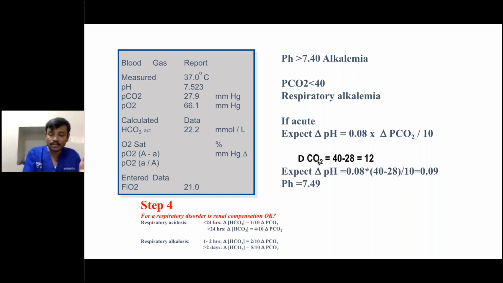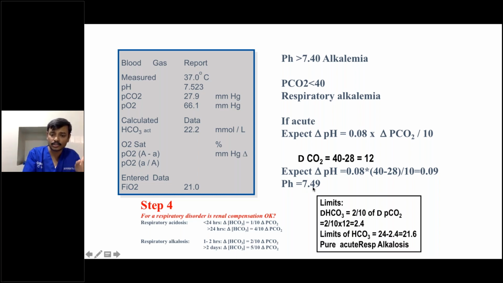If it is chronic, then we can use the formula: expected change in pH equals 0.03 into change in PCO2 divided by 10. Then the pH will be slightly more than 7.52. It will not correlate. You can calculate yourself with this ABG also. So if it is acute, the expected pH is 7.49, which correlates with our ABG pH, so we are taking it as acute respiratory alkalosis.